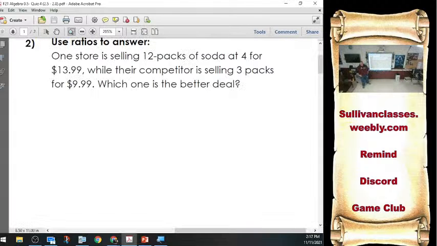Use ratios to answer. That means those of you who are good with your mental math and proportional reasoning know you cannot just say, I figured it out, and write a number. Put proportions on there, okay? One store selling 12 packs of soda, 4 for $13.99. Another one, 3 for $9.99. Who's got the better deal?